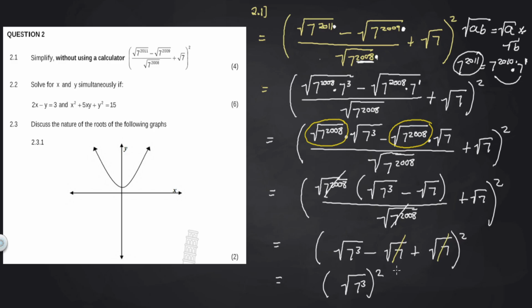Okay, so I was thinking of changing this to 7 to the power 3 over 2, then multiply. Then I realized something: with the 2 you cancel that square root, and you are left with 7 raised to exponent 3. That's 343, but let me double check. 7 raised to exponent 3, yeah, it's 343. That's the answer for 2.1. 4 marks.